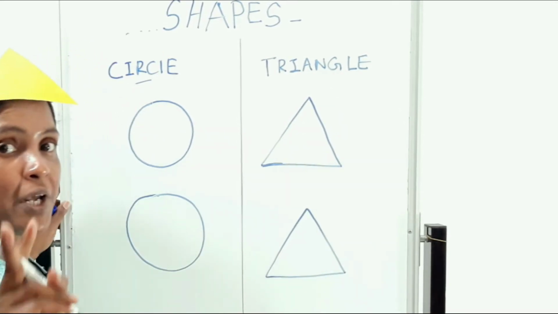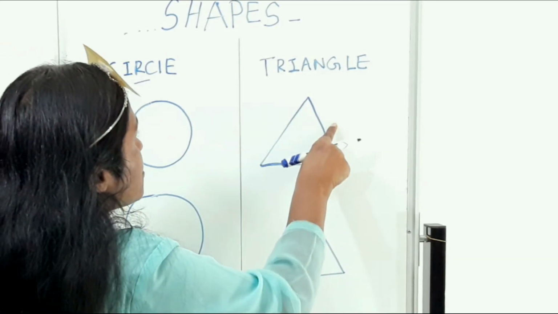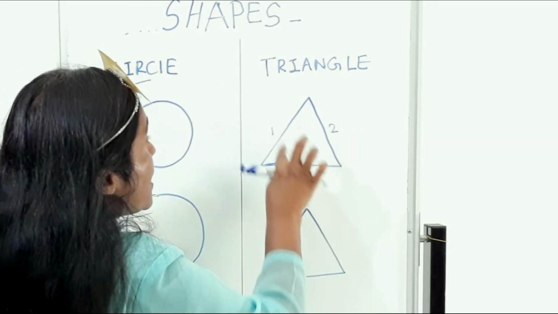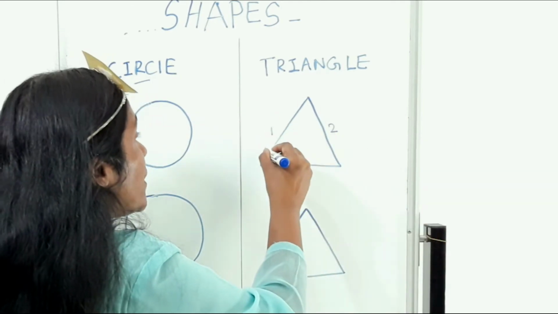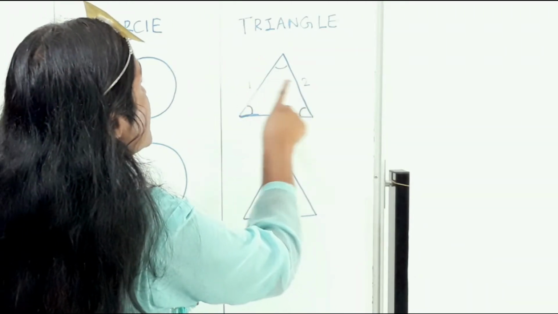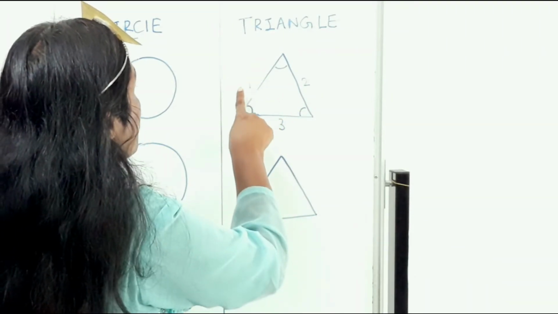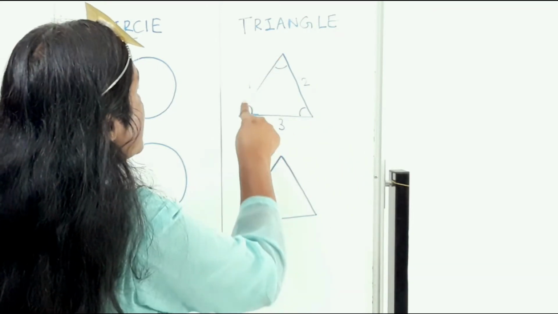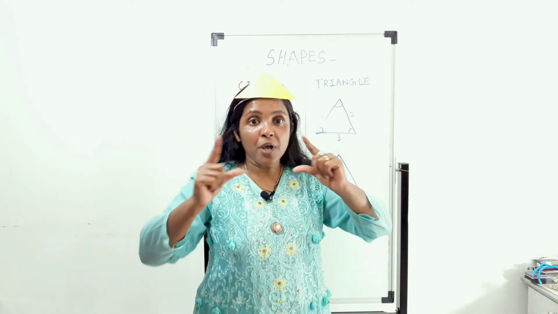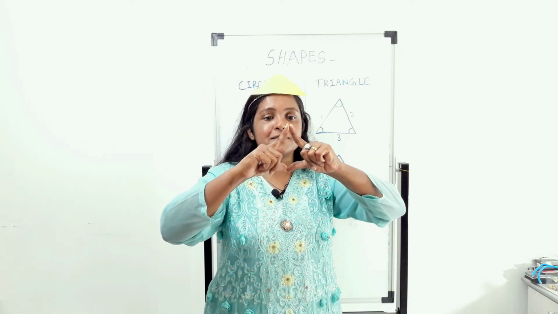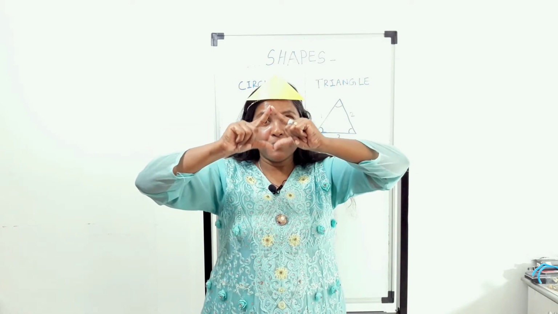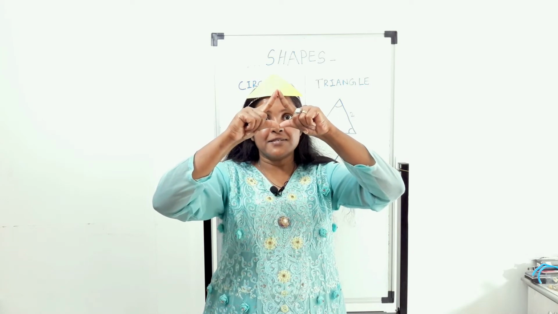See, there are triangles. Tri means three. 1, 2, 3. 3 sides and 3 corners. See, there are 3 sides for triangle. 1, 2, 3 and 3 corners. Okay? Take your fingers, you can show your triangle like this. See? Don't show it like this, it will become a diamond. This is like this. Okay?